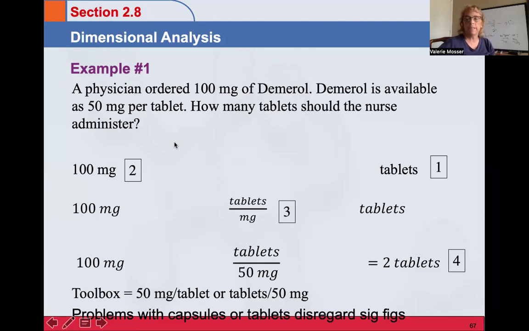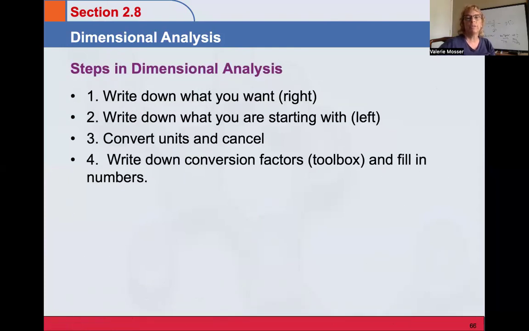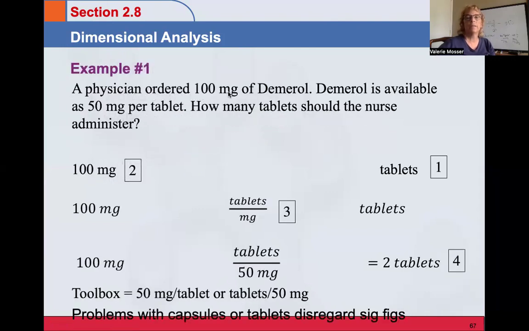So the first step, we go back to our 4 steps. The first step is to write down what you want. What are you trying to find? So when we read through the problem, they've given us some information about 100 milligrams of Demerol and how it's available. How many tablets should the nurse administer?